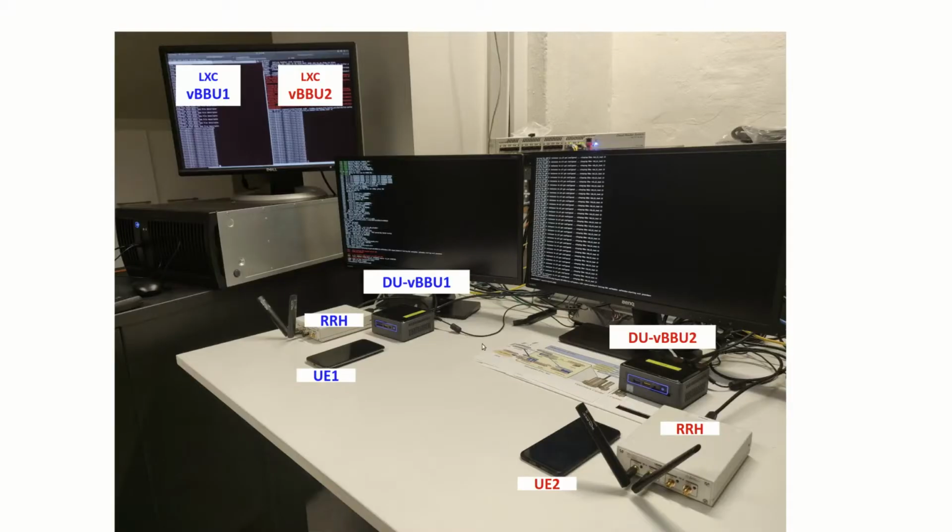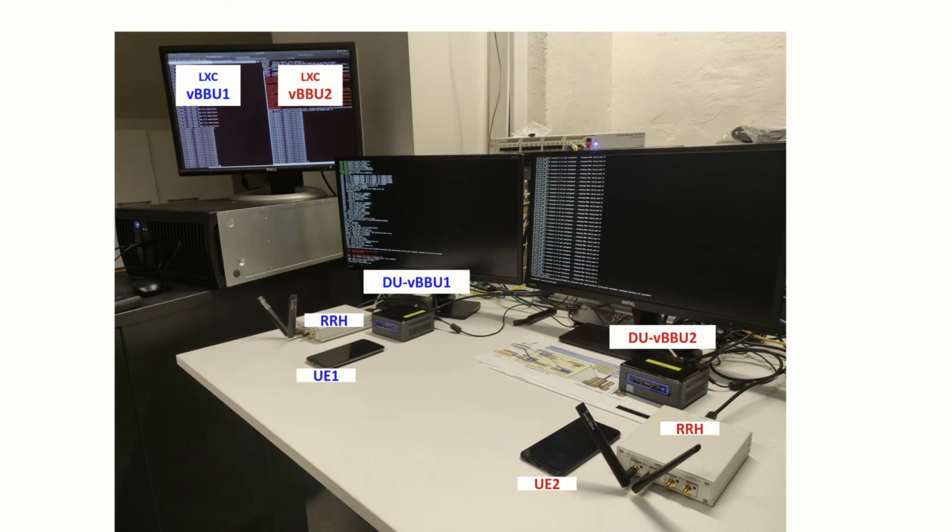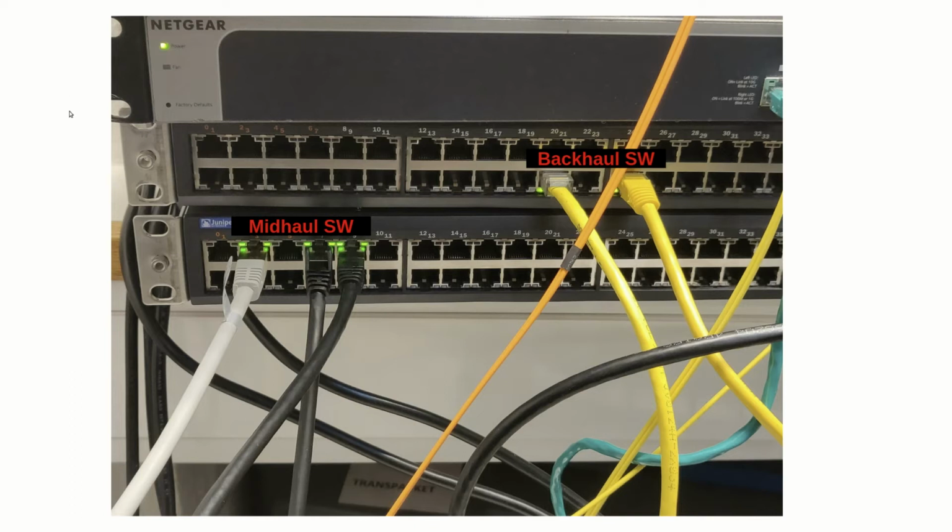Blue identifies VBU1. This is the distributed unit, the remote radio head, and the user equipment connected to that VBU. This is the Linux container at the CU with VBU1. Red identifies VBU2. This is the distributed unit connected to the remote radio head and the user equipment served by this VBU2. This is the Linux container hosting VBU2 at the central unit. This is the mobile Xhaul.